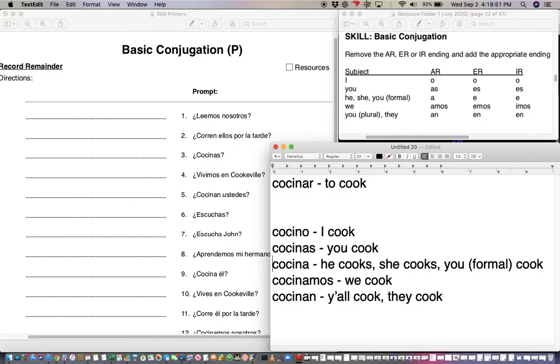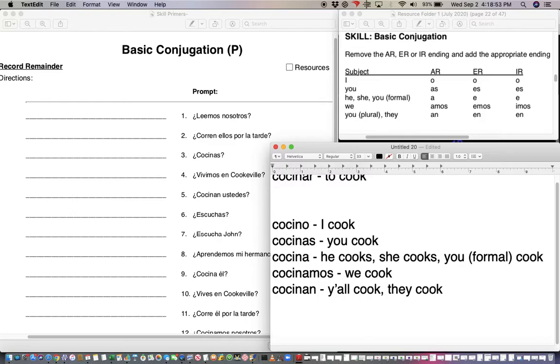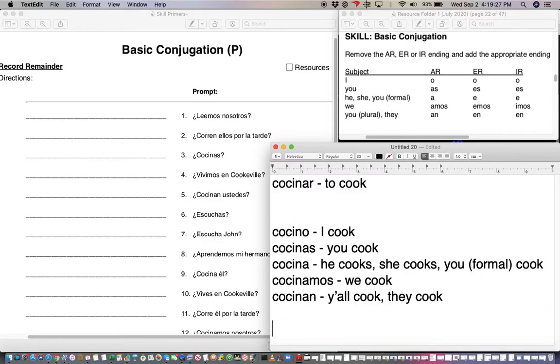Okay. For cocina, cocinar, take off the AR. I put cocina. I don't yet know if it means he, she, or you formal, cook. So if I put él cocina, that one is the he cooks. If I put ella, now it means she cooks. If I put usted with it, now I'm saying you, sir, or you, ma'am, cook. Okay, so this is how the verbs work in Spanish.